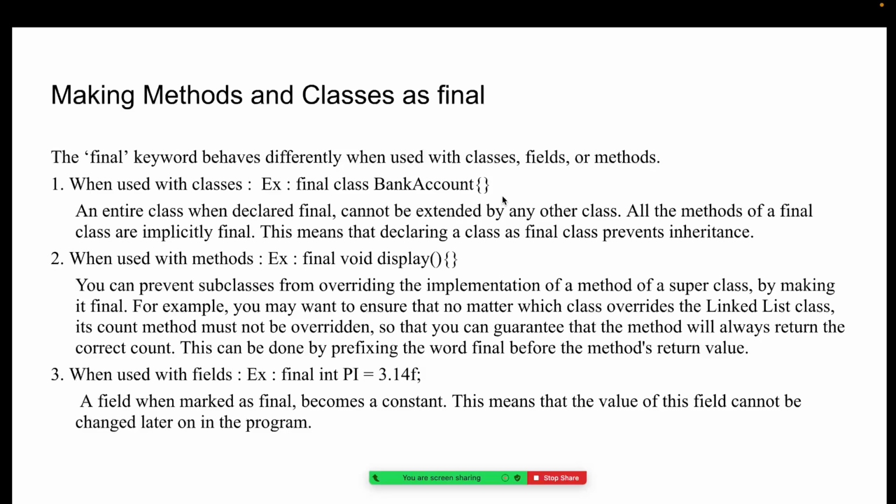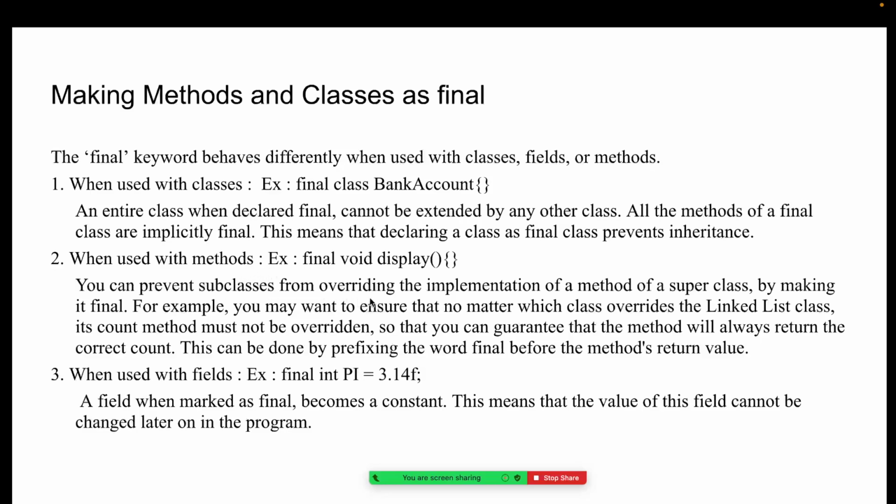Now what happens when you use a final keyword with methods? Suppose before your void display method, you put a final keyword. When you use the final keyword before any method, you are basically preventing that method from being overridden. So any final methods will not be overridden by a child class.